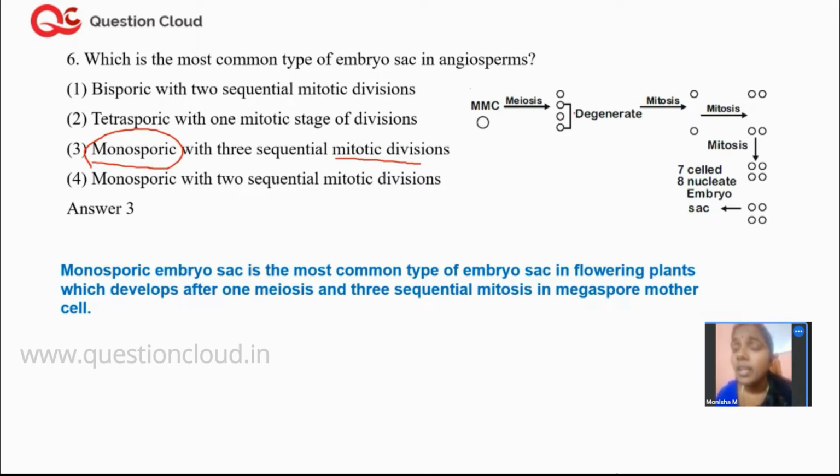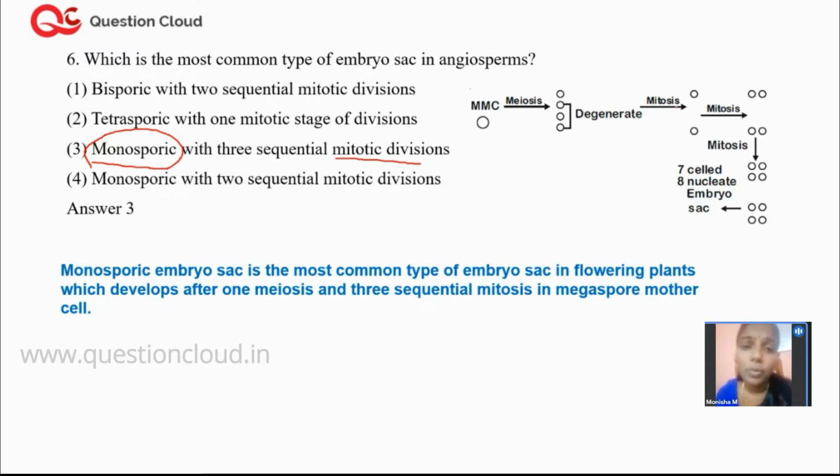Okay, if you remember the concept, in case of angiosperms, whenever there is this development of embryo sac, out of the 4, 3 of them will degenerate. What is degenerate? Degenerate means they will not have any ability to produce offsprings. They are just dead cells, or they are neutral cells, I would say. Okay, only one will be a live cell which is capable of producing offsprings. So the live cell, out of the 4, will actually undergo mitosis.